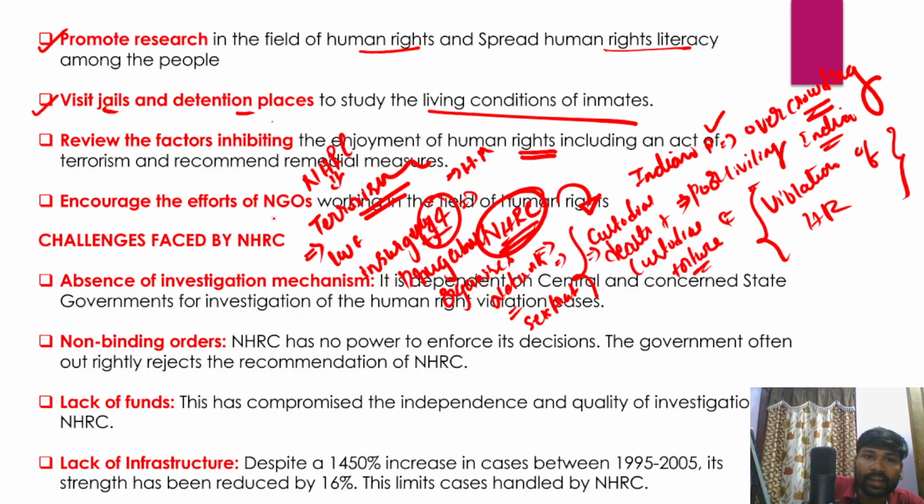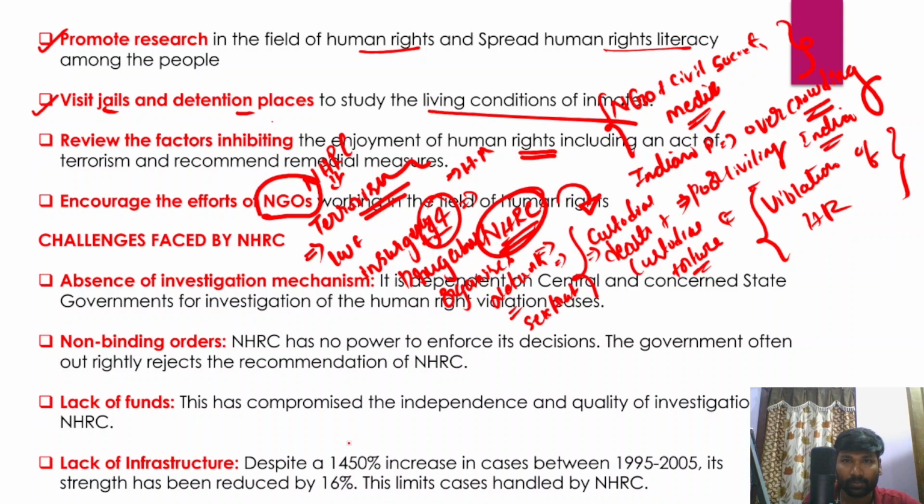And similarly, it also encourages the participation of other relevant stakeholders such as non-governmental organizations and civil society groups, and even media, print and electronic media. All these different stakeholders would be involved to protect and promote the rights of the people. So these are considered the core functions of the National Human Rights Commission. I hope these functions are clear for you.